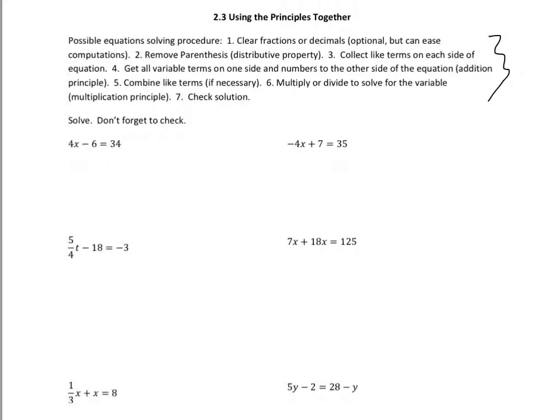Fourth thing we do is get all the variable terms on one side and all the number terms on the other side, and combine those once we move everything around. Last thing we're going to do is multiply or divide to find our solution. And the last thing we're going to do is check.